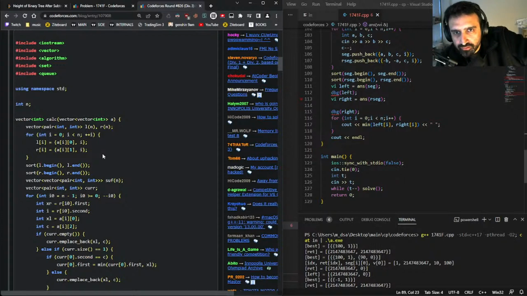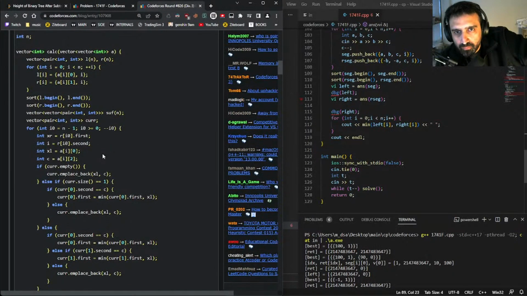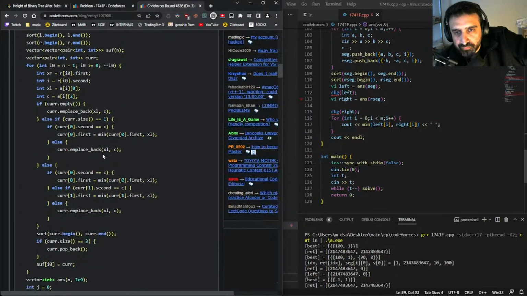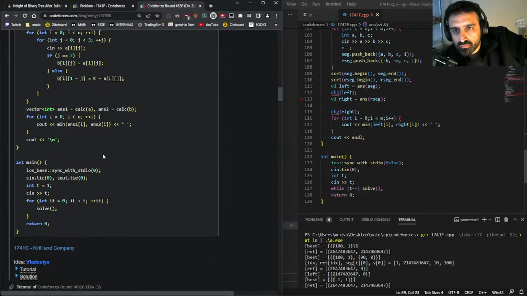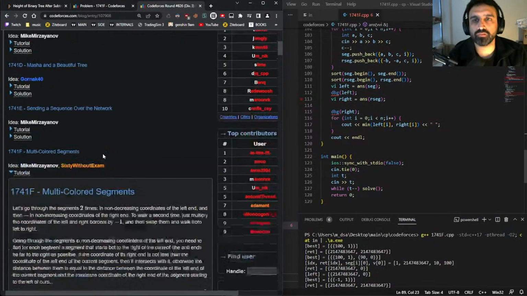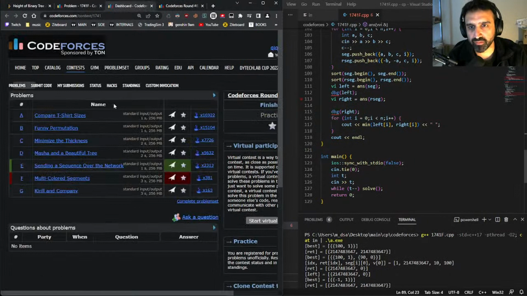Sort by each. Plus spec. Holy crap. Okay. What solution am I going to look at? Maybe I'll look at a top competitor solution.